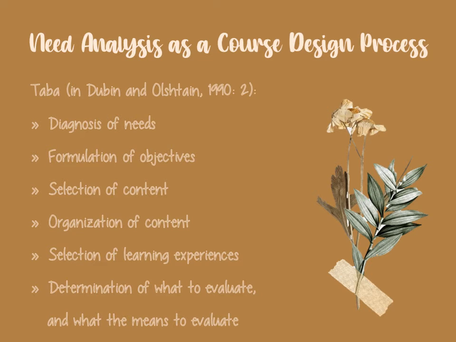Taba, and Jubin and Olstein, 1990, state that the course design process includes: the first is diagnosis of needs, the second is formulation of objectives, the third is selection of content, the fourth is organization of content, the fifth is selection of learning experiences, and the last is determination of what to evaluate and what it means to evaluate.